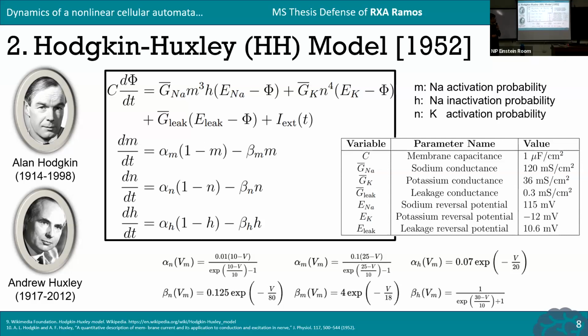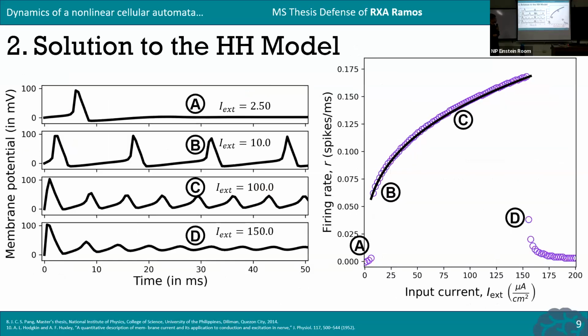If we numerically solve this set of four ODEs for a single neuron and for varying input currents, we will obtain the membrane potential, or voltage over time, plots shown on the left. Here, the topmost represents the voltage over time for a very small external stimulus, 2.5 microamperes per square centimeter. Then we increase the external stimulus and we see variations in the spikes generated.